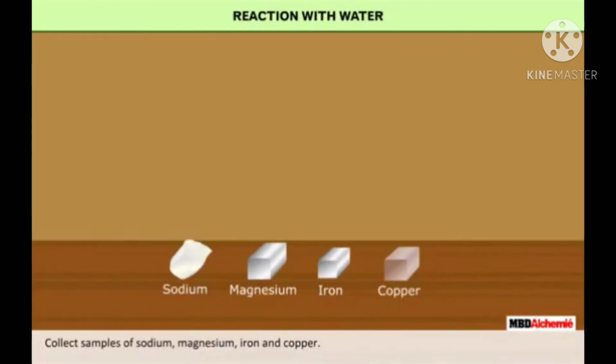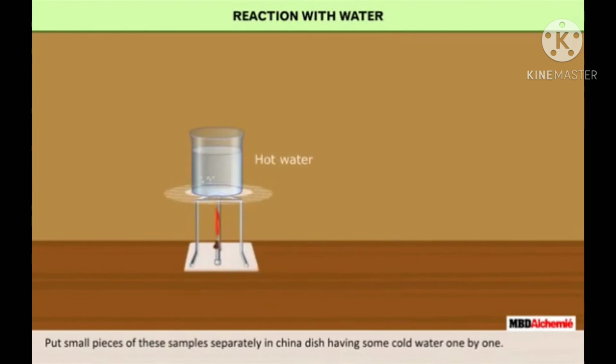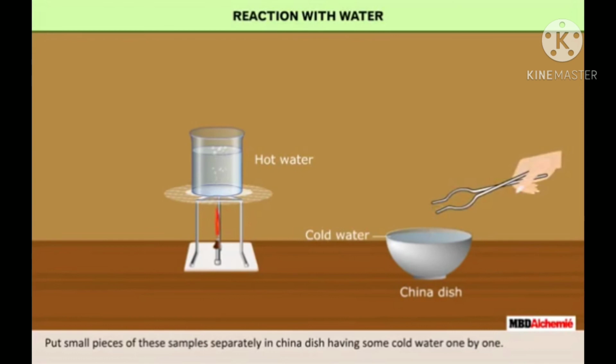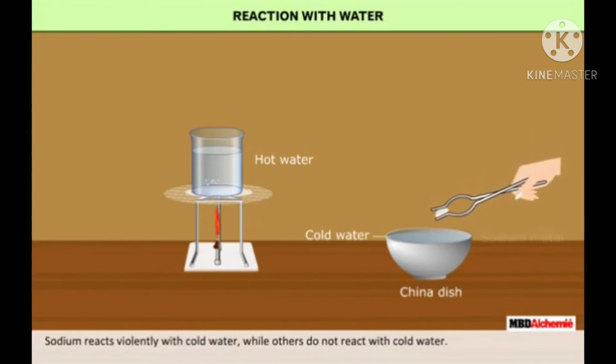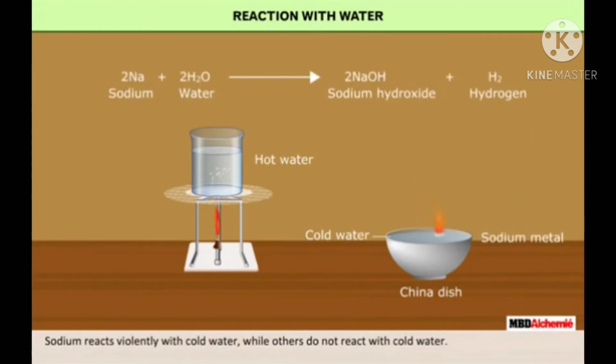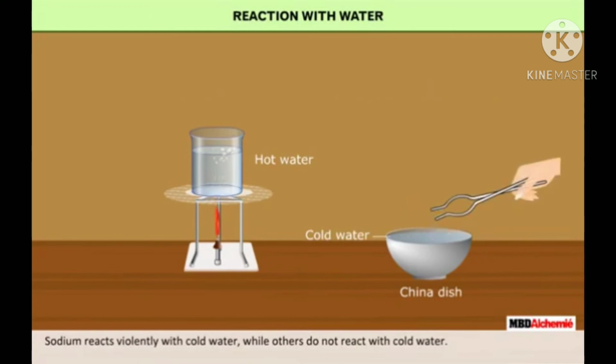Collect samples of a few metals like sodium, magnesium, iron, and copper. Put small pieces of these samples separately in a china dish having cold water. Add the metals in cold water one by one. We will observe that sodium reacts with cold water. The rest of the metals do not react with cold water.